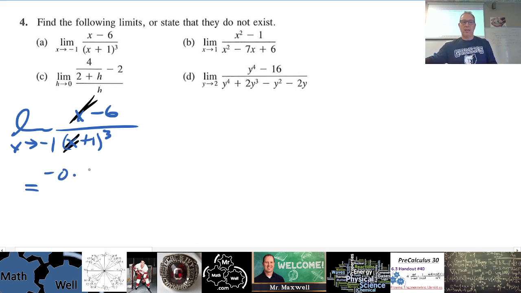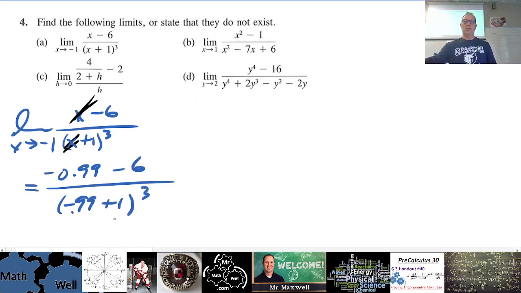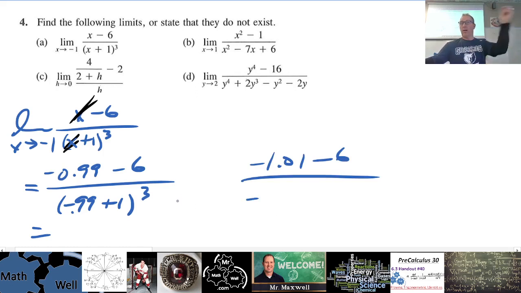You could do negative 0.99 minus 6 divided by negative 0.99 plus 1 cubed. And you could evaluate that and then do one that's just on the other side of negative 1, so negative 1.01, right, minus 6, and so on. And if these are very close to the exact same value, then you probably have a limit. If they are not close to the same value, like if one goes to negative 1 and one goes to positive 1 or something like that, that's not close at all. So you might have a different limit. So that's another way you could do it.